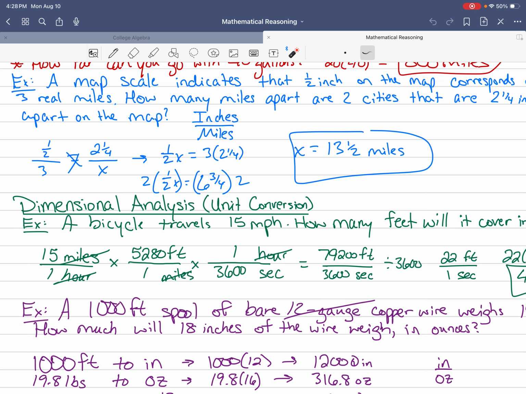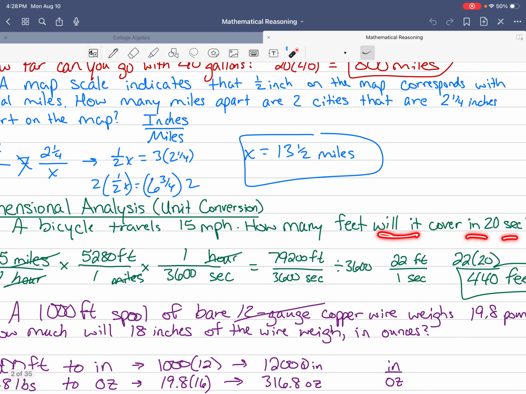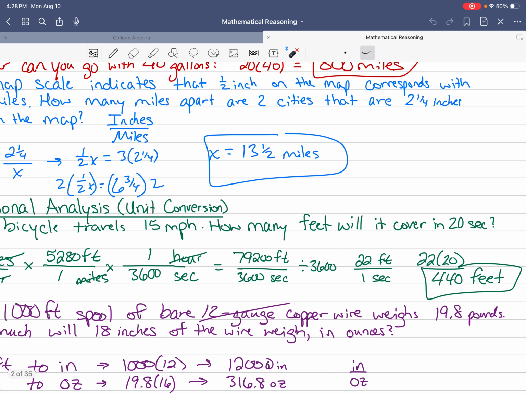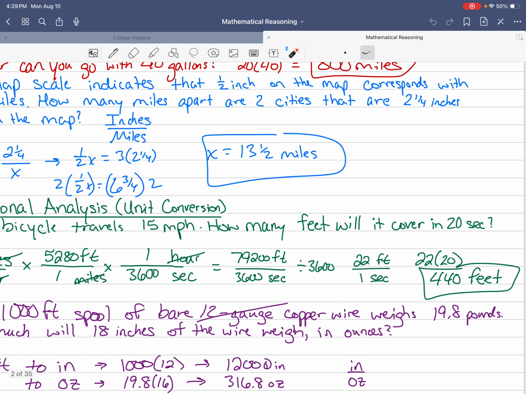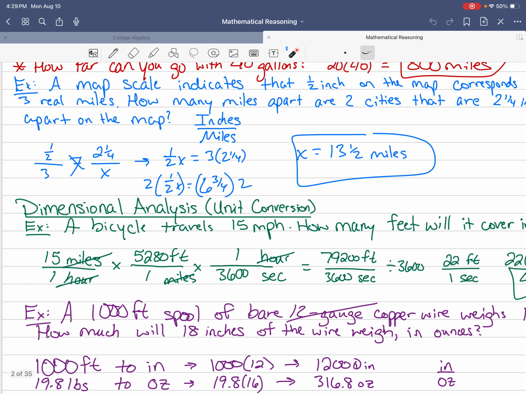And we have an example here. A bicycle travels 15 miles per hour. How many feet will it cover in 20 seconds? So we need to convert this 15 miles per hour into a unit rate of so many feet per second, and then we're going to multiply that by our 20 seconds.